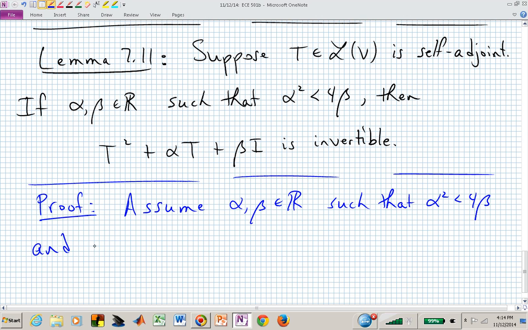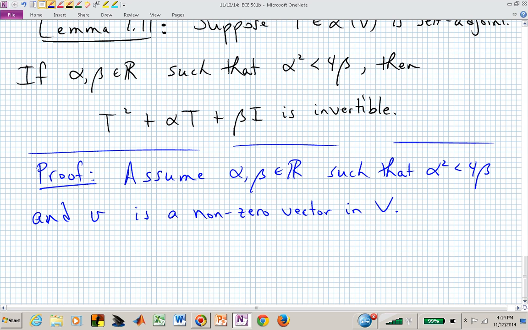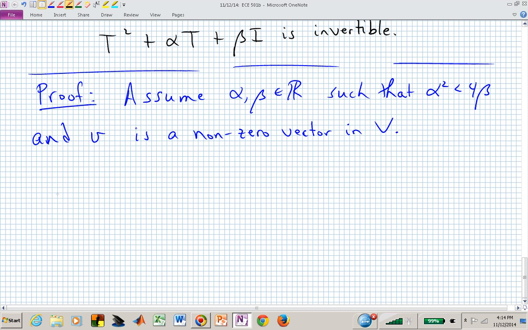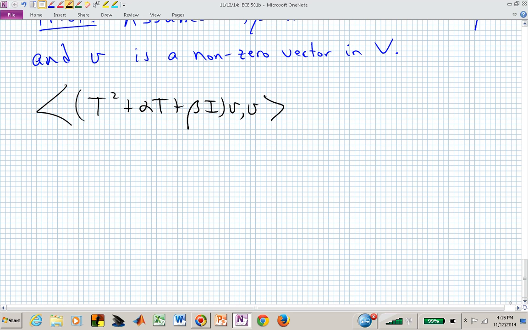And let's pick a non-zero vector, v, and v is a non-zero vector in our vector space V. Let's now look at the following inner product. Suppose we have T squared plus alpha T plus beta I applied to v, inner product with v. And we want to say something about that inner product.